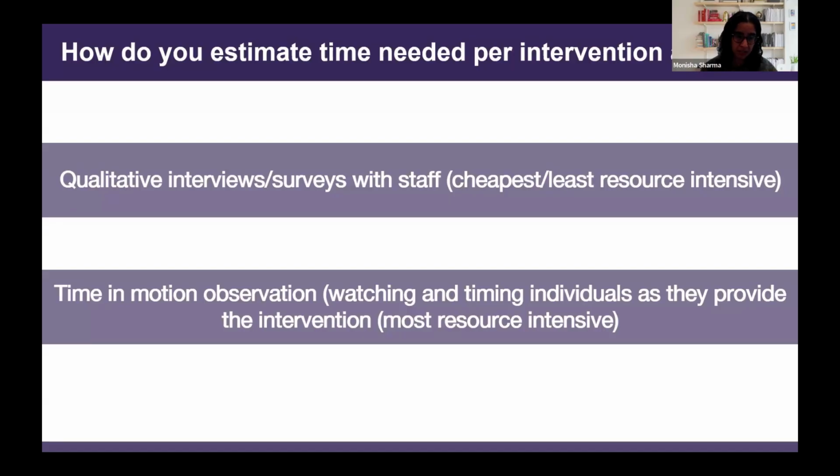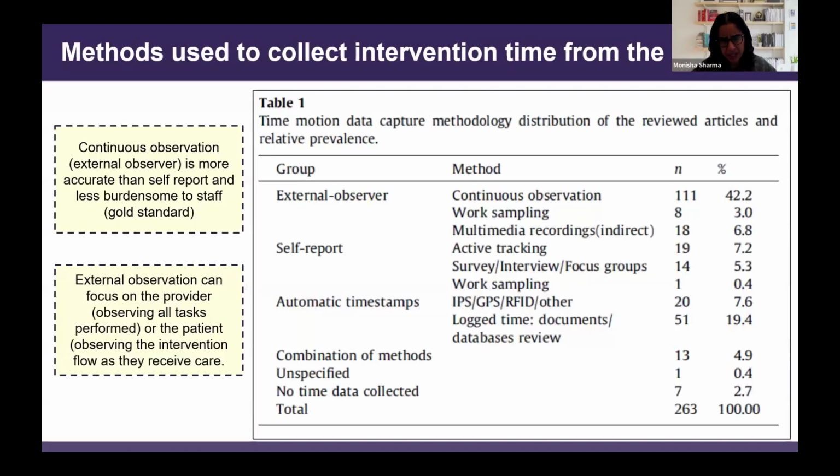So the most objective way to do it, but also the most resource intensive, is time and motion observation. This is watching and timing individuals as they perform the intervention. In general, in the published literature, this is a common way of understanding the time costs associated with an intervention. In this published analysis, 42% of the studies used this continuous observation, so somebody is watching as different aspects of an intervention continue.